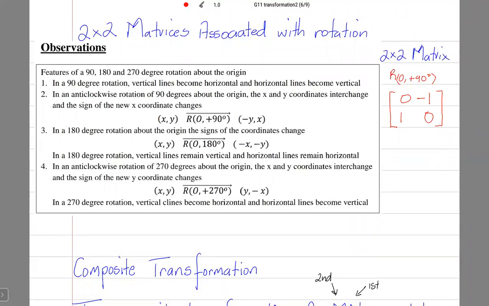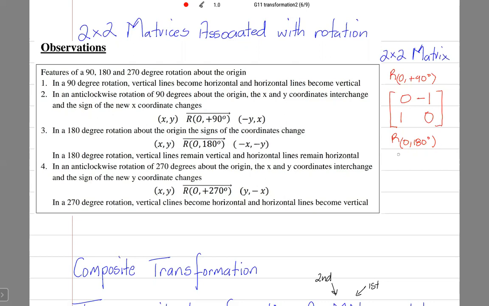Now, in a 180 degree rotation about the origin, the signs of the coordinates change. That's all that happens. So (1, 1) will become (-1, -1), and (1, 2) will become (-1, -2). Now, this is R0 180. Notice that this 180 is neither positive nor negative, because if you rotate 180 degrees to the right and 180 degrees to the left, it will carry to the same spot.